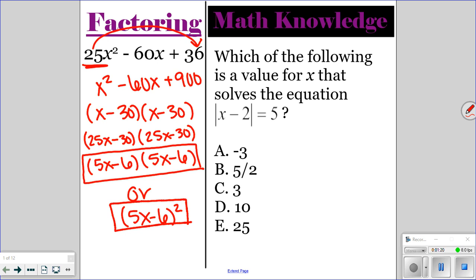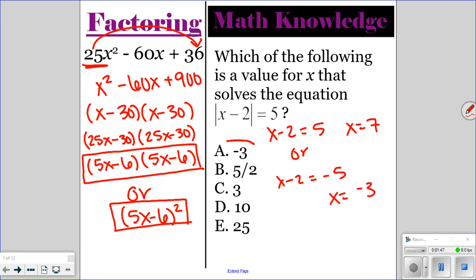Okay, now we're going to look at the math knowledge question. Which of the following solves the equation? Well, when you have absolutes, you can either say x minus 2 equals 5, or x minus 2 had to equal negative 5. So if you solve this one, x would equal 7, which is not an option here. And if you solve this one, x would equal negative 3. Negative 3 is an option, so that's what we would pick. And if you check, negative 3 minus 2 is negative 5, and the absolute value of that is positive 5.